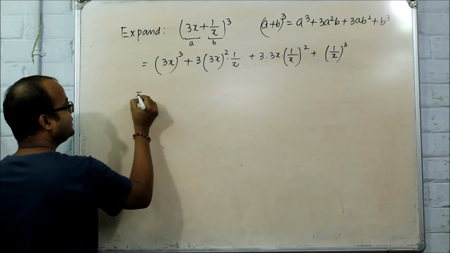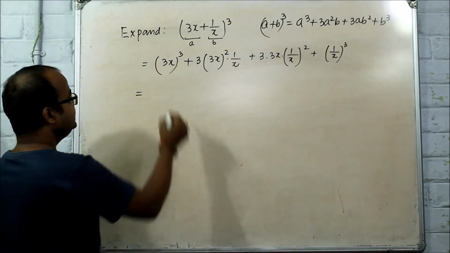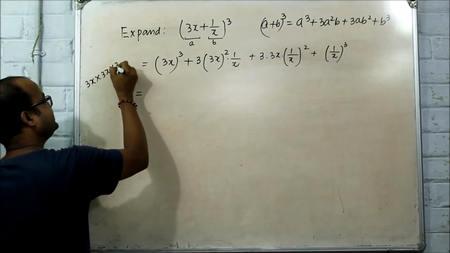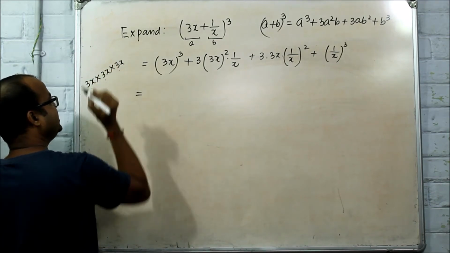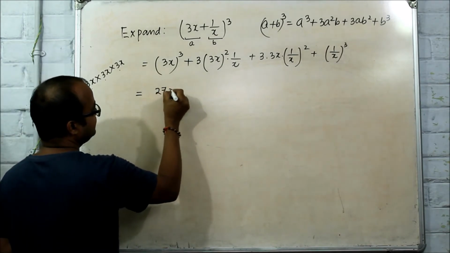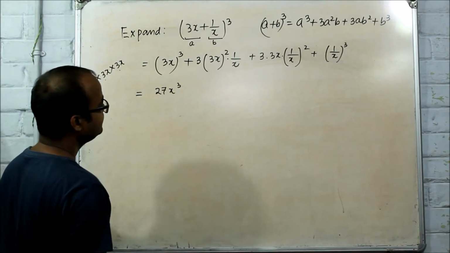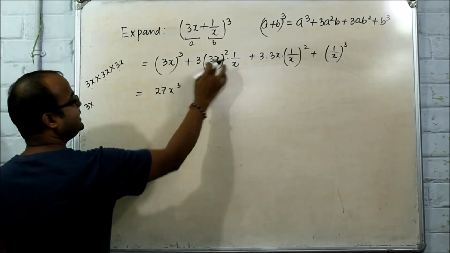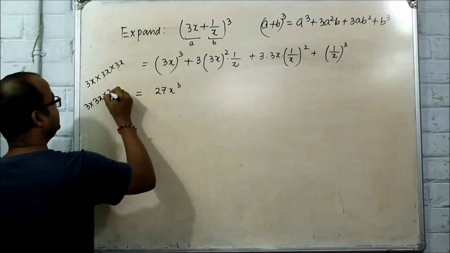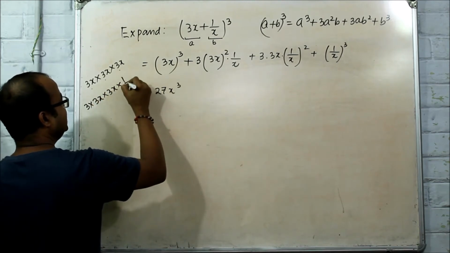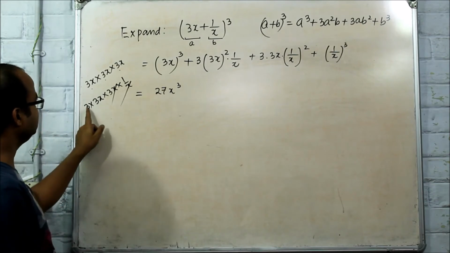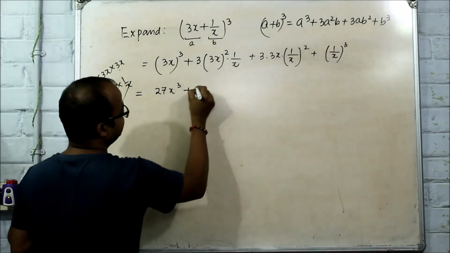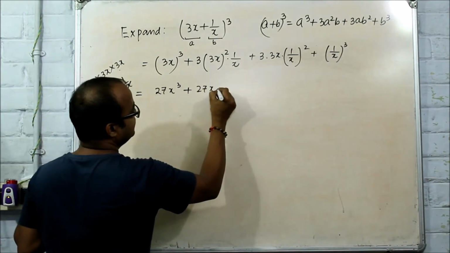Now we simplify. (3x) cube means 3x multiplied by 3x multiplied by 3x. 3 3s are 9, 3 9s are 27x cube. Now, next term is 3 multiplied by (3x) square, that is 3x into 3x into 1 by x. Now see, 1x and 1x will get cancelled. So 3 3s are 9, 9 3s are 27x. So you get 27x plus.